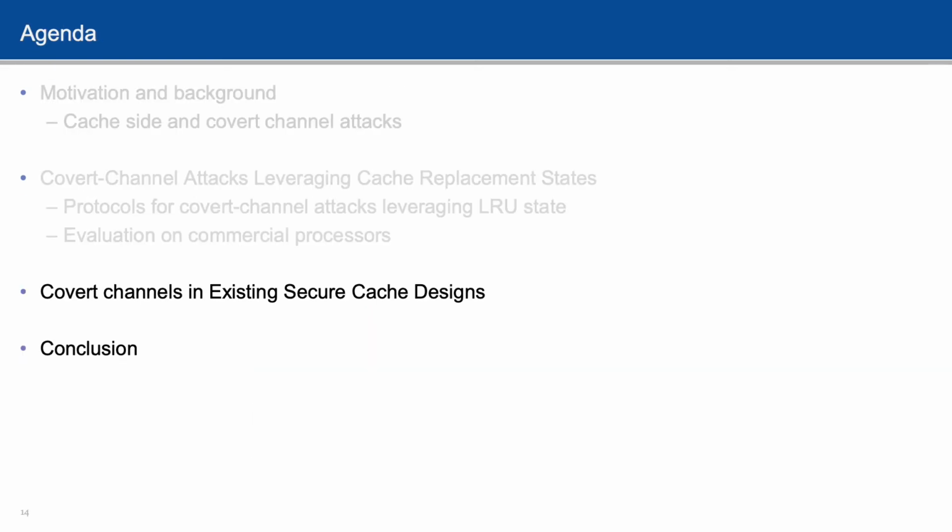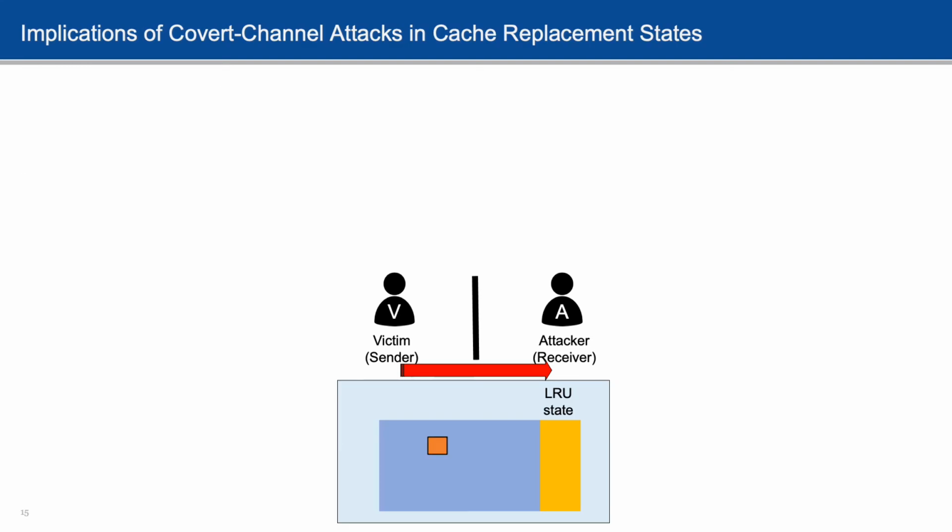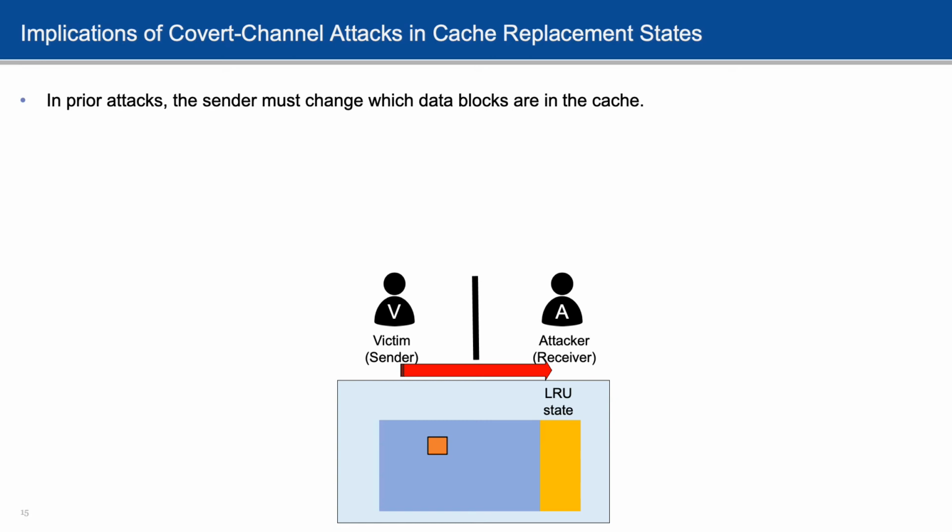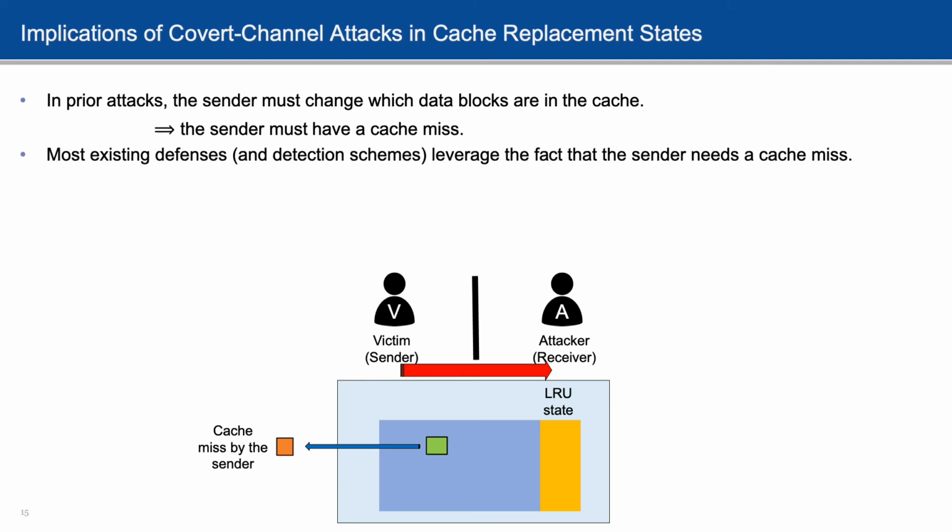Now let's look at how this covert channel will attack some of the existing secure cache designs. Let's first review what the previous cache side and covert channels look like. First, the attacker changes the cache state by causing a cache replacement. And then the attacker observes which cache lines are in the cache to leak information. In this case, the sender must have a cache miss. Many of the existing defenses and also detection schemes leverage this fact that the sender needs a cache miss, either preventing the miss from happening or counting the misses to detect such attacks.